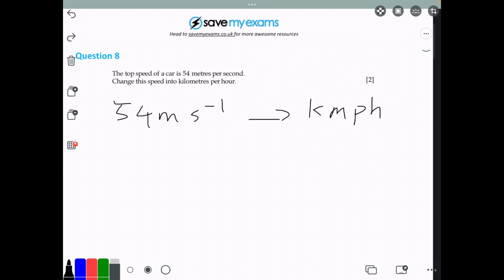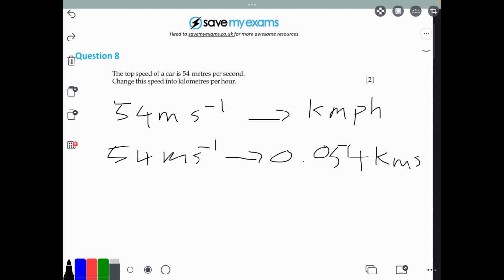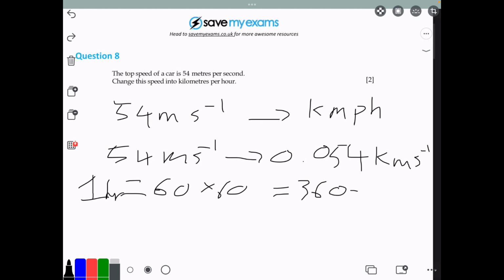So we will want to first convert meters into kilometers, which means we have 54 meters per second is equal to 0.054 kilometers per second. And now we know that we want to figure out how many hours there are in a second. We know that in 1 hour there are 60 minutes, and in 60 minutes there are 60 seconds. So in 1 hour there are 60 minutes times 60 seconds, which means there are 3,600 seconds in 1 hour.